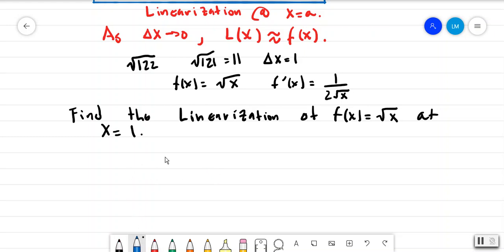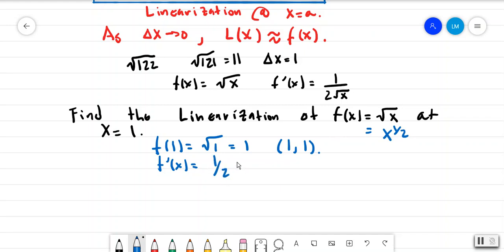So here we just need to find f of 1. f of 1 is equal to the square root of 1, which is just 1. So that tells me that we're at the ordered pair (1, 1). Now I need to find the derivative. The derivative of the square root function, because it's x to the 1/2, is 1/2 x to the negative 1/2. But when you plug in the value 1, you just get 1/2.